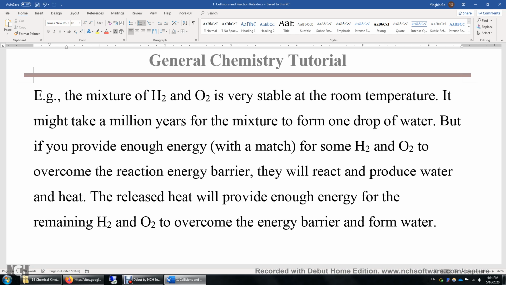This reaction is exothermic. That means this reaction releases heat. So heat is released, and this amount of heat can provide enough energy for the remaining hydrogen and oxygen molecules to overcome the reaction barrier and form water.